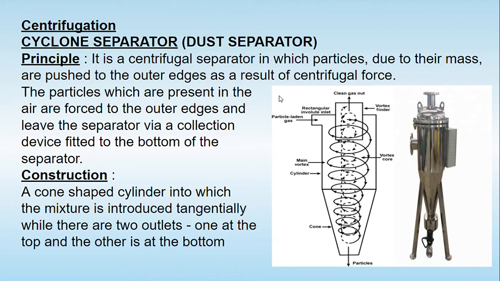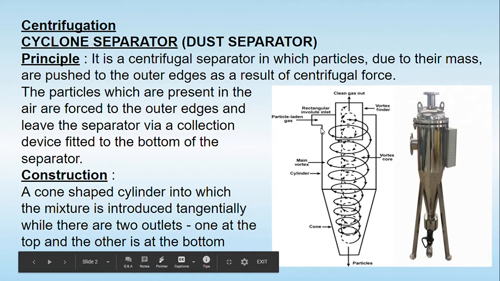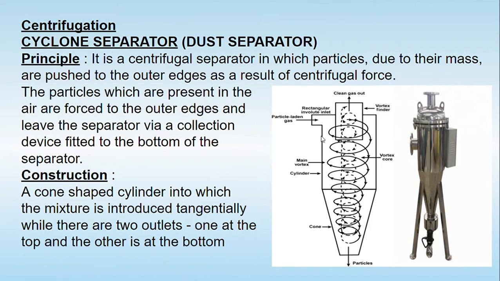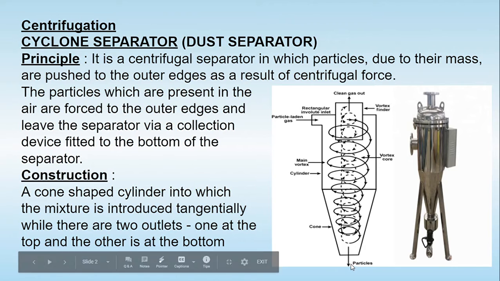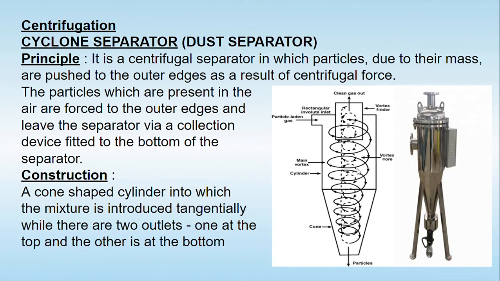The instrument which works on the principle of centrifugation is the cyclone separator, or the dust extractor. Here, as shown in the diagram, it is basically a conical equipment which has one inlet and two outlets. The material to be separated is introduced into this conical chamber from the side, which is called a tangential inlet, while there are two outlets, one from the top and one from the bottom. So the material separated is going out from the top as well as the bottom outlet.